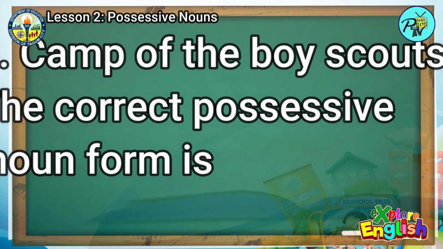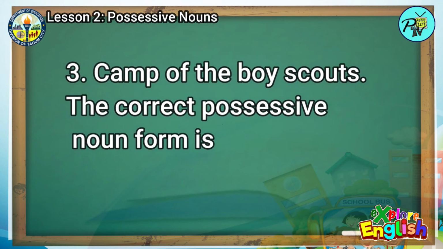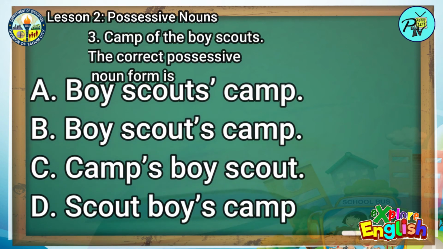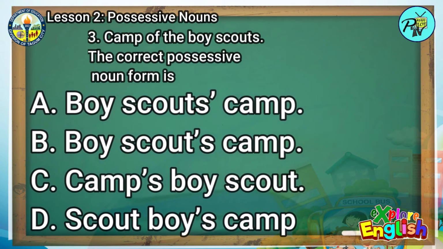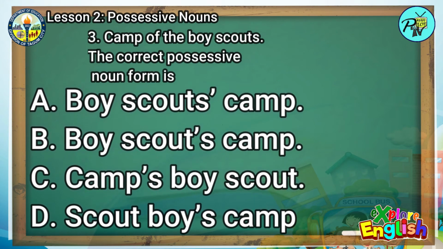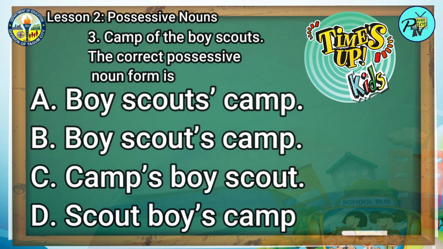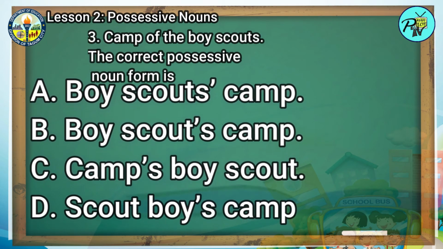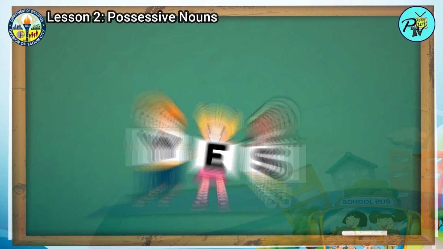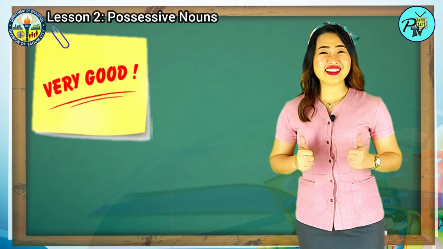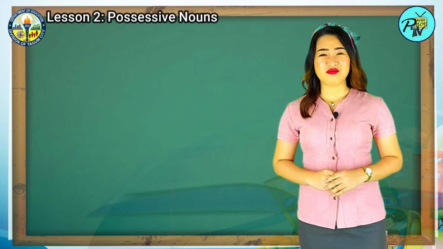Number 3. Camp of the Boy Scouts. The correct possessive noun form is A. Boy Scouts' camp, B. Boy Scout's camp, C. Camps Boy Scout, D. Scout Boys camp. The answer for number 3 is A. Do we have the same answer, kids? Very good! Very good, kids! You did an excellent job.